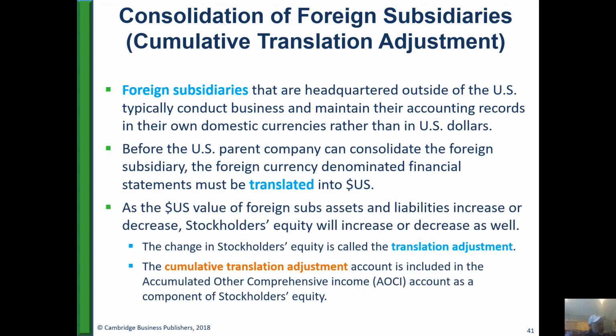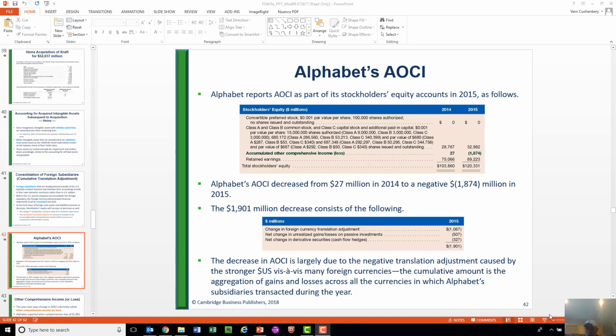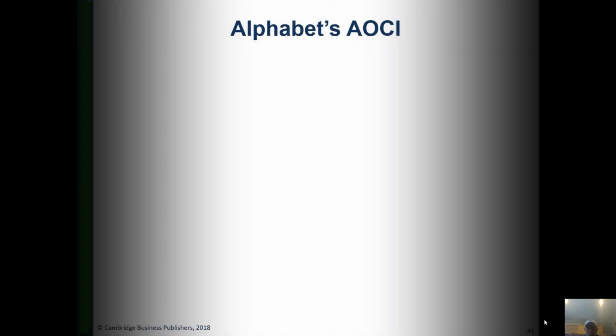So another little wrinkle that we talked about in module number 8, I believe, was translating foreign subsidiaries into US dollars, so consolidated foreign subsidiaries. When we do that, the foreign currency translation adjustment is going to be posted to other accumulated comprehensive income. And you can see that disclosed here on Alphabet's disclosures.